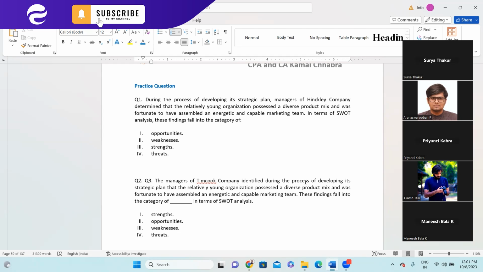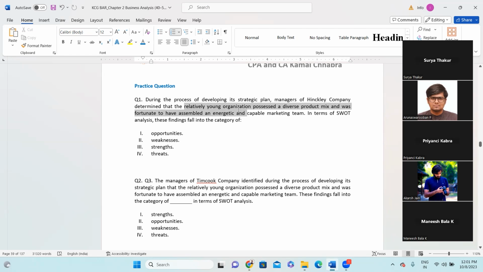Opportunity? Why? So they have identified that the young organization possesses a diverse mix, so they can now use that diverse mix to their advantage. So it is an opportunity, right? Or it can be strength.